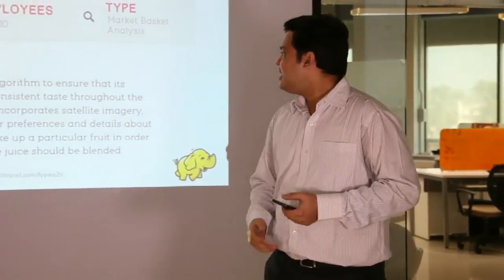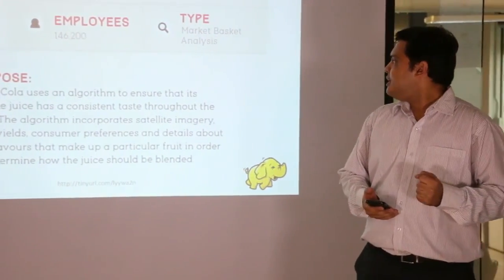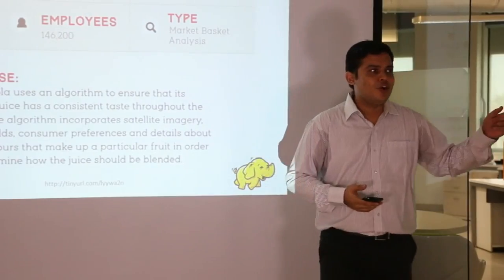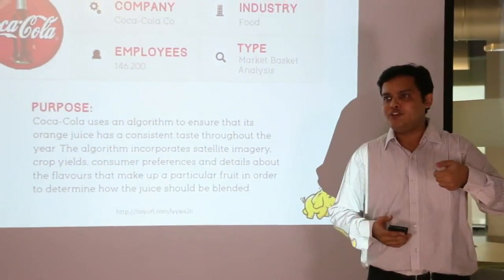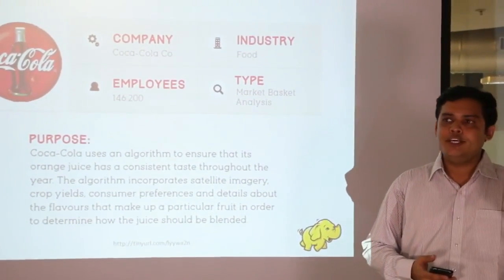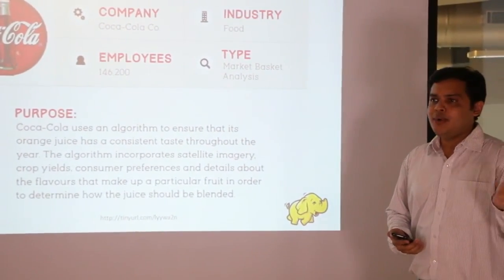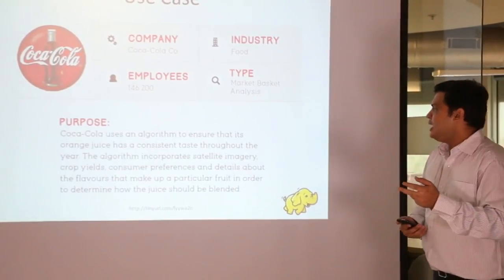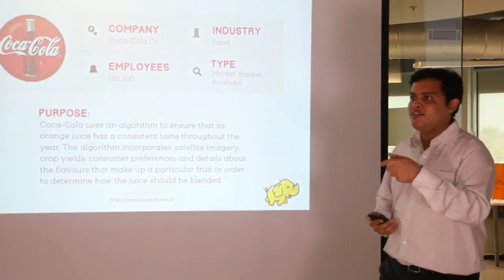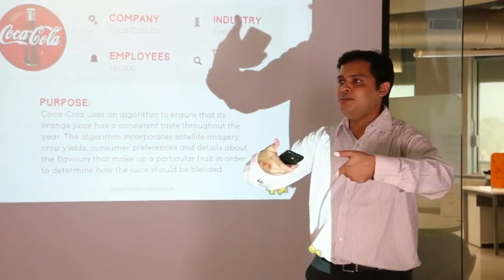Coke, another interesting case study. In order to ensure that throughout the year you get the same taste for Coke, they use satellite imagery. They use crop yields, like how the crops are going to come and everything. And based on the customers' preferences and the flavors, they choose the right blend.